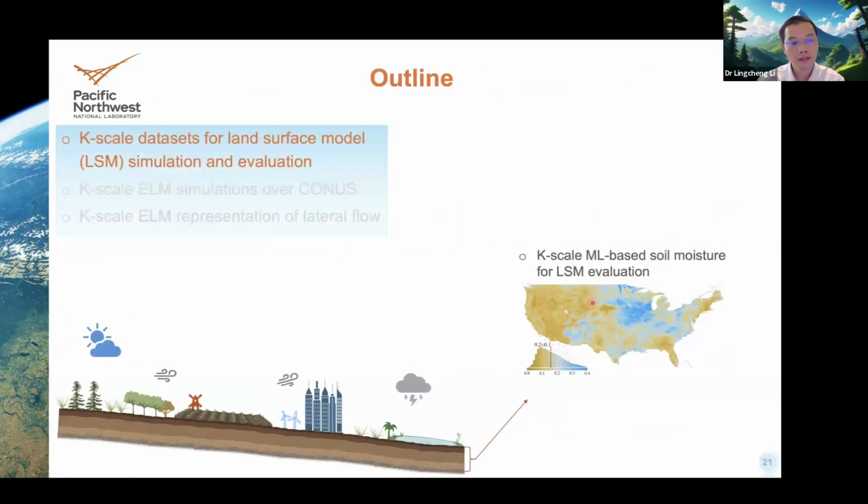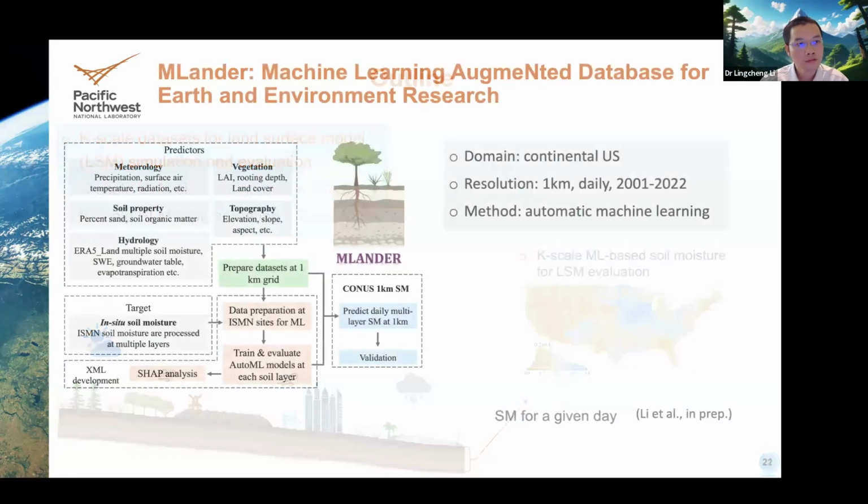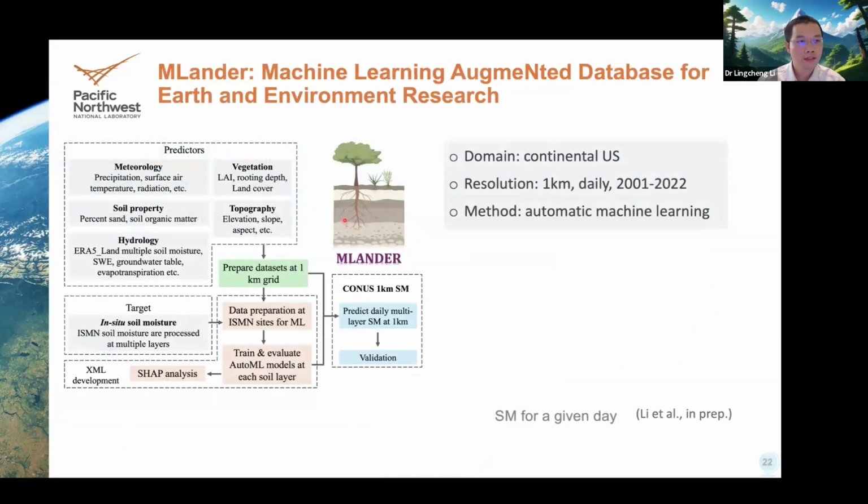Next, after talking about the kilometer-scale land-surface parameters, I will talk about how to develop the K-scale machine learning-based soil moisture for the K-scale land-surface modeling evaluations. We built MNander, a machine learning augmented database for Earth and environment research. On the left side is part of our framework. We use the predictors from the meteorology, vegetation, soil property, topographies, and hydrologies.